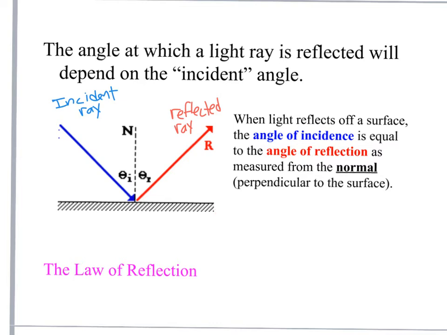Common mistake. Now, the law of reflection basically says that the angle of incidence is going to equal the angle of reflection. What that means is this angle between the incident ray and the normal is going to be the exact same as this angle between the reflected ray and the normal. Through this knowledge, we can predict where a ray of light is going to be reflected.